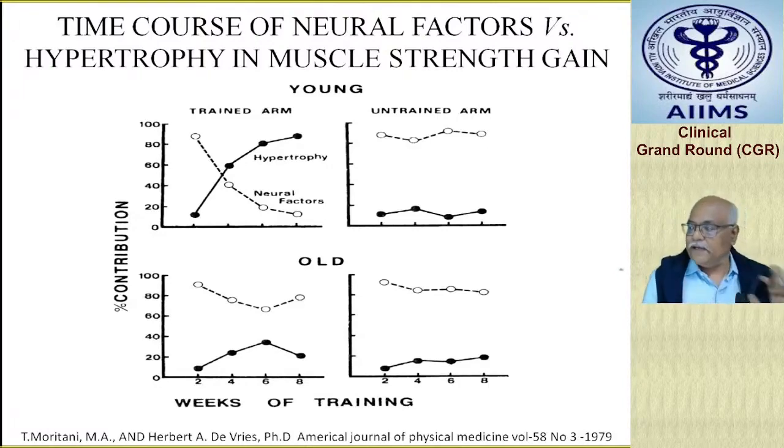This is one experiment in 79. They have shown that when you give different loads to muscle fibers, the muscle fibers increase more force of contraction. Now, this is a 1 to 8 weeks experiment, the top one, the young one. You see up to 3 to 4 weeks, the predominant increase in force of contraction is because of the neural adaptation without increase in the muscle girth.